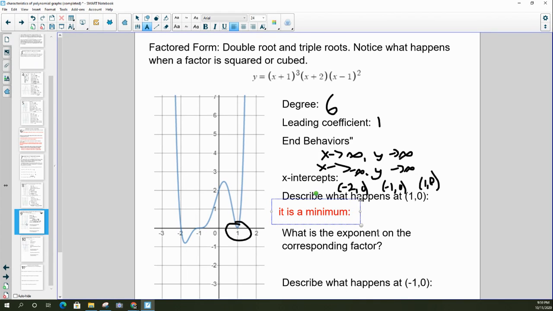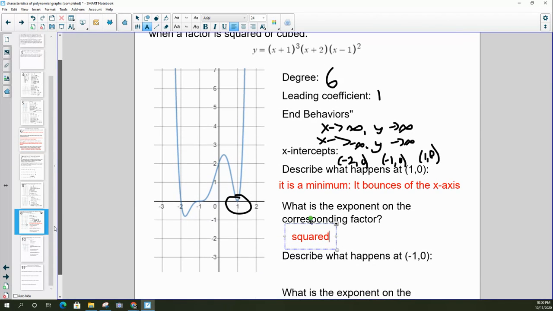Okay, I like to say it bounces off the x-axis. So it hits it, doesn't go below it, and just changes direction right there. It's a relative extrema, right? So that squared, it happened twice, okay, that it's going to bounce, all right? So what is the exponent? Remember, it's squared. So when the exponent is 2, okay, it bounced off.